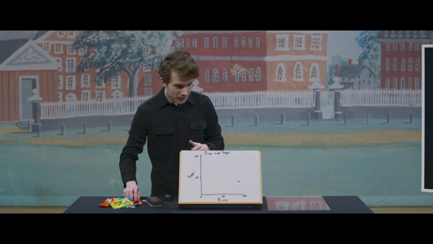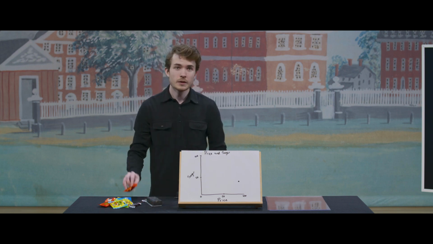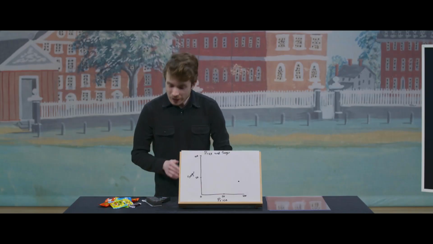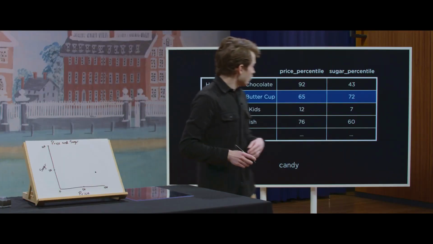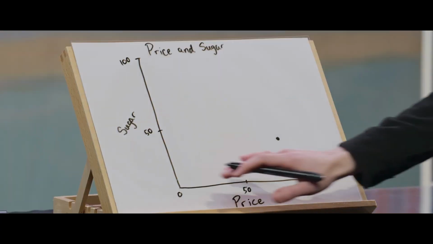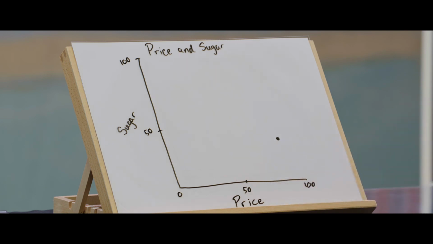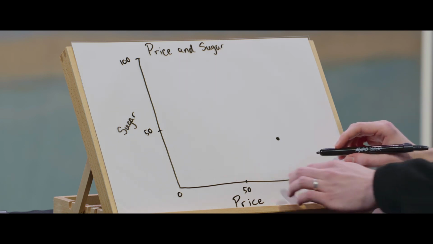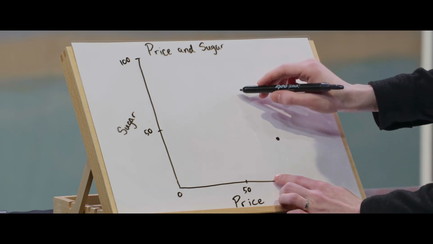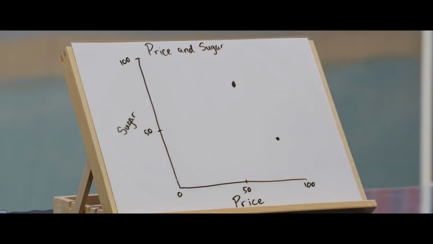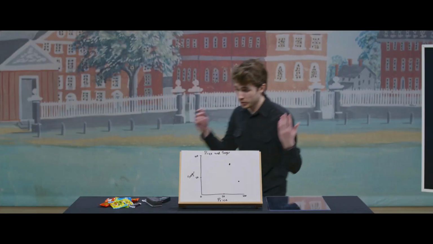We'll see. So the next one was this Reese's peanut butter cup here. It turns out that compared to other candies, this is in the 65th percentile for price and the 72nd percentile for sugar. So a good amount of sugar in these. Let's go ahead and plot this point on our plot here. Well, on the x-axis, it's the number 65, so a little bit past 50, let's say, maybe right around here. And the sugar percentile is 72, so probably somewhere in the top right or so. Why don't we say maybe right around here would be our Reese's peanut butter cup now plotted on our plot here. Well, there's still more candies to go.